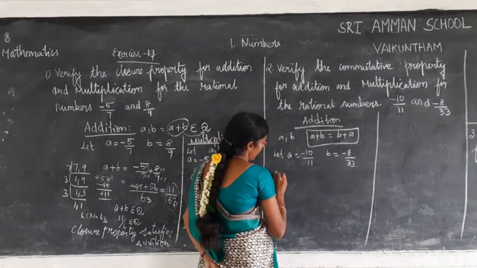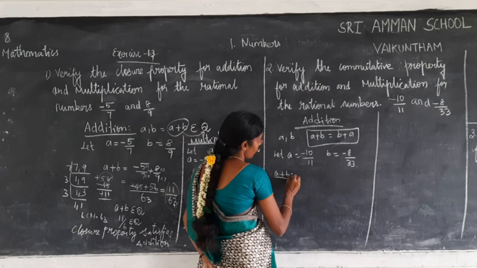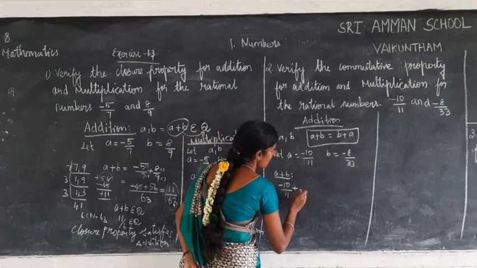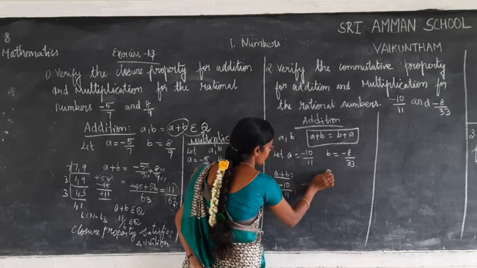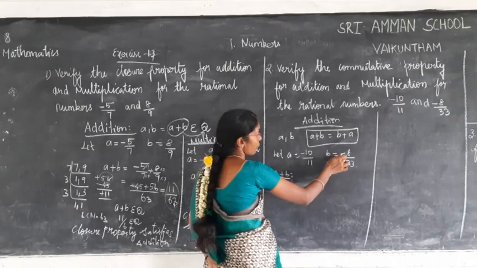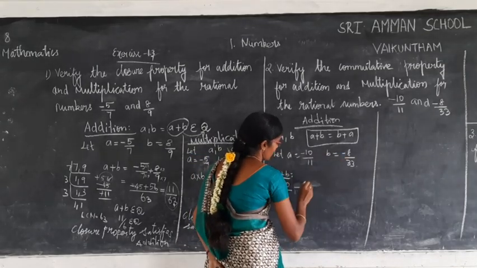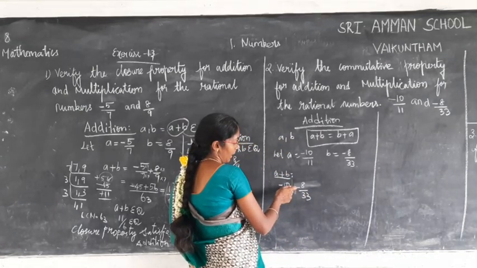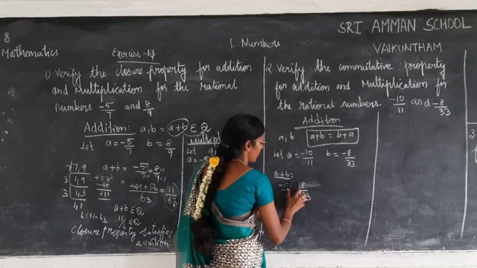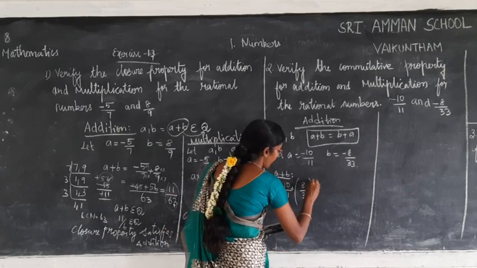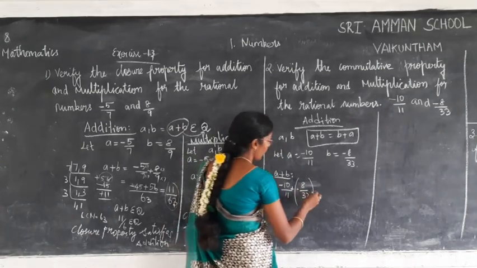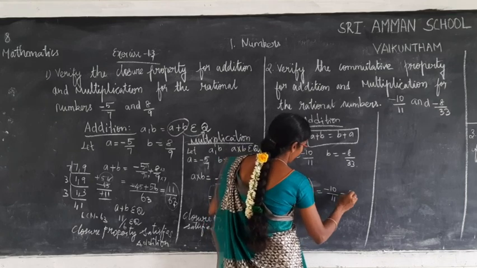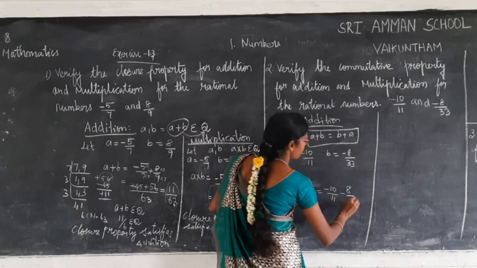Okay, so a plus b. First we have to do a plus b. What is a plus b? Minus 10 by 11 plus minus 8 by 33. Here it is plus and minus, so we have to put the minus sign. Plus into minus, minus. So minus 10 by 11, you can put it like this also, plus within the bracket minus. So how will you write here? Minus 10 by 11 plus into minus, minus 8 by 33.